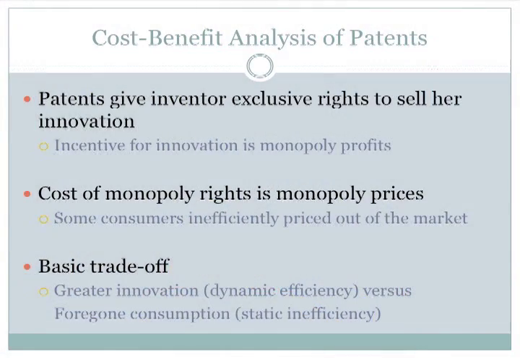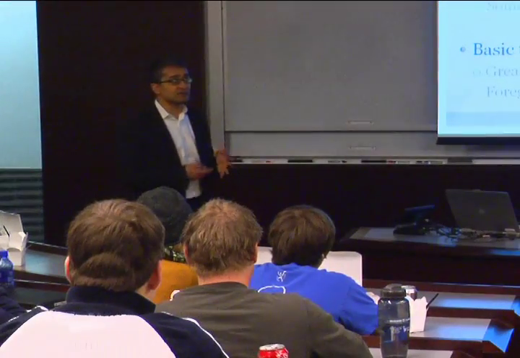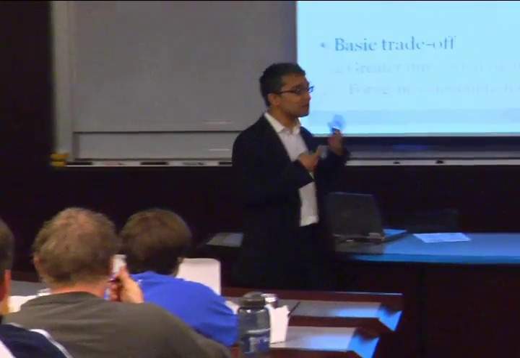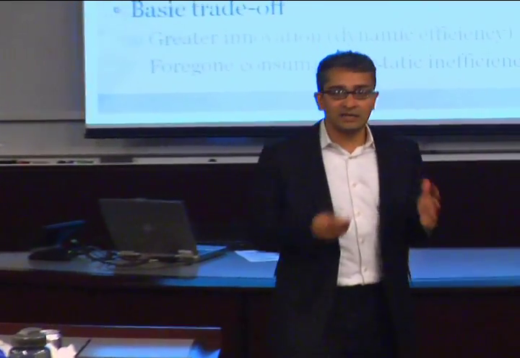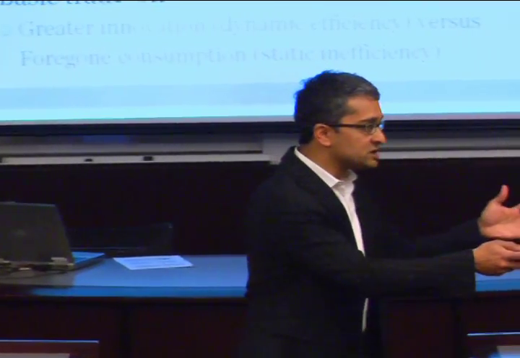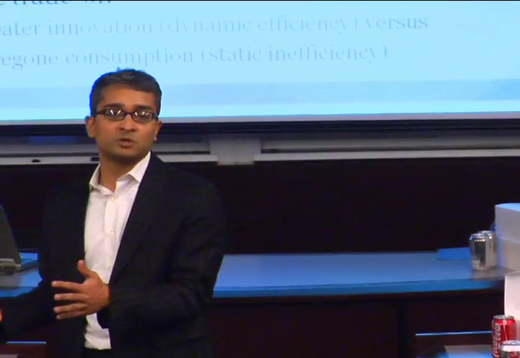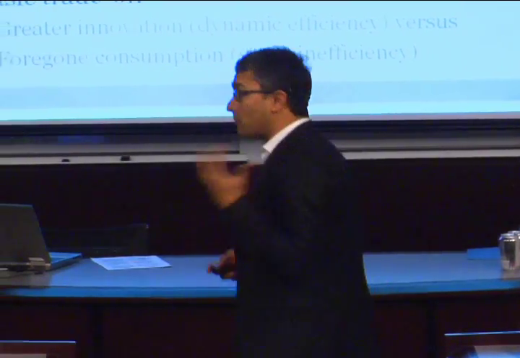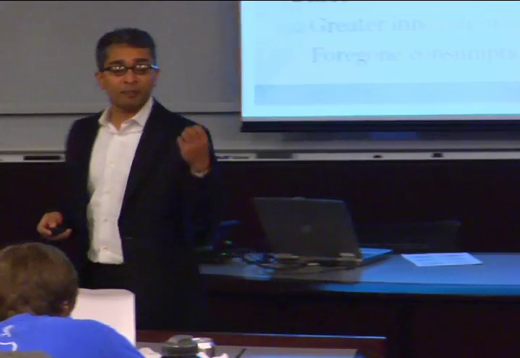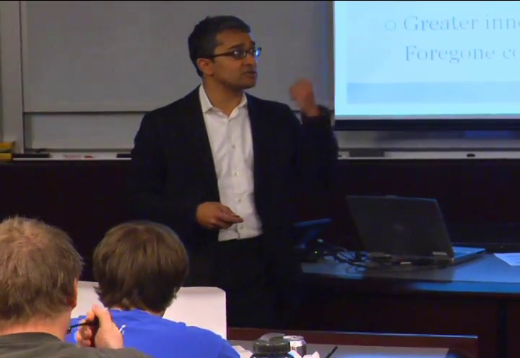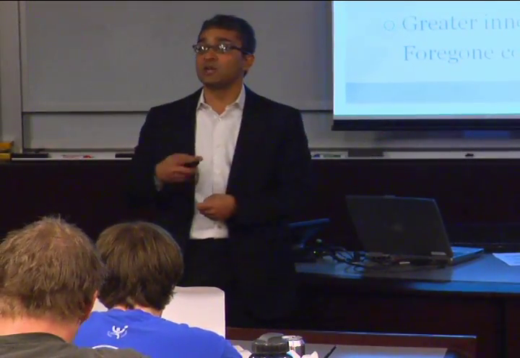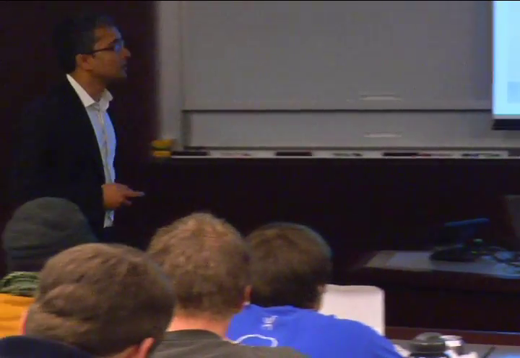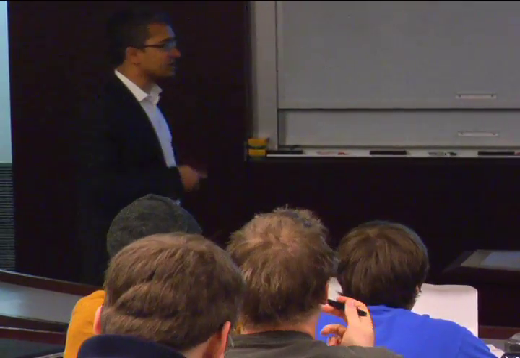And that's the basic trade-off. You're going to get greater innovation. That's called dynamic efficiency. That's the first point. But you're going to get some foregone consumption, and that's an inefficiency. It's called a static inefficiency. So the standard trade-off in patent law and patent economics is dynamic efficiency, which is good, versus static inefficiency, which is bad. You balance the two. Make sure the marginal increment of patent, that is to say an additional increment of patent, generates a marginal increment in innovation that's equal to the marginal cost of having extra deadweight loss, extra lost consumption.